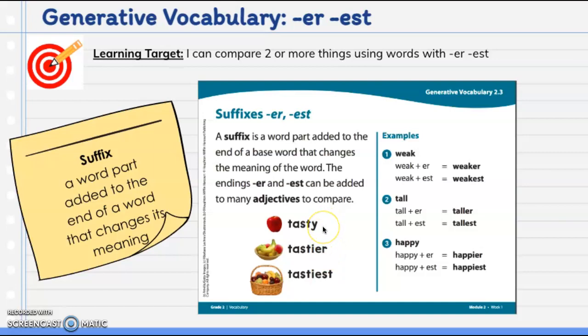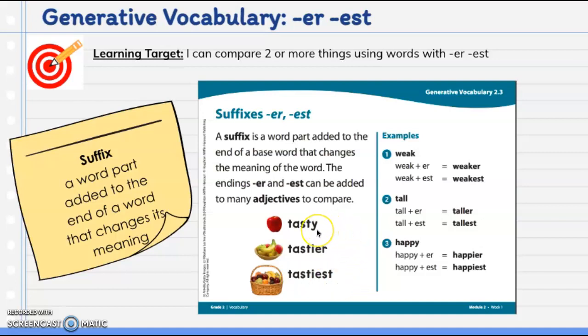We start off with the word tasty. The red apple is tasty. We can add the ending ER to make it tastier. The apple is tastier than the banana. We can add the ending EST to make it tastiest. Bananas are the tastiest fruit of all.